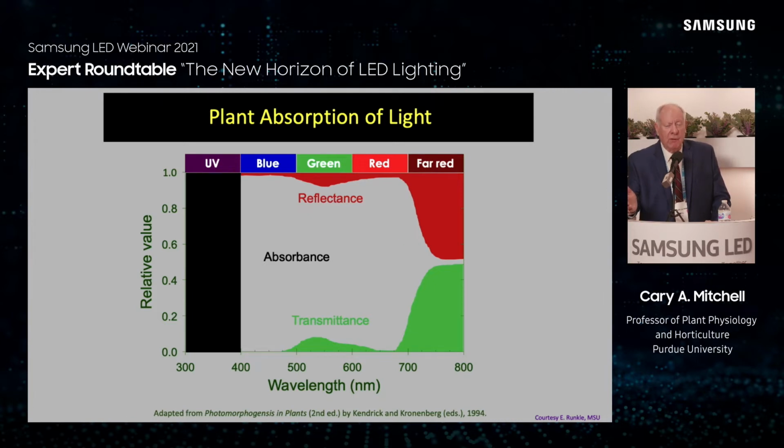And when you get over into that far red region, that's very important, actually very little of it is absorbed. That's that little gray area. It's mostly reflected and it's mostly transmitted. So plants evolved to utilize the different wavelengths of light for their various applications.